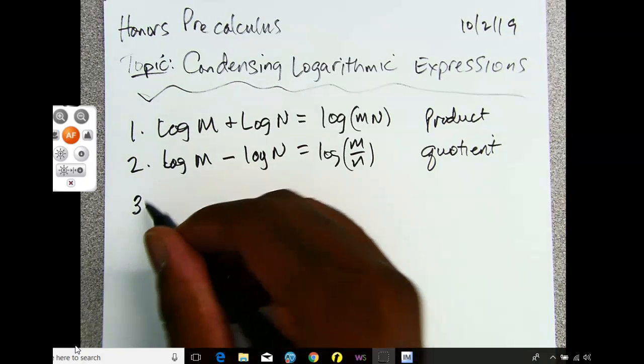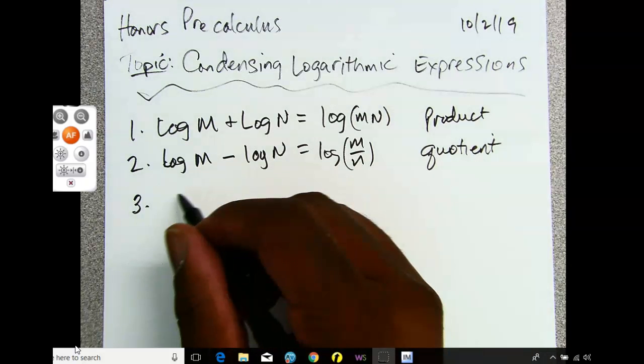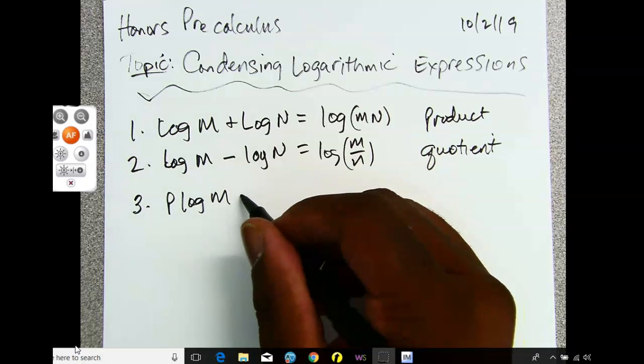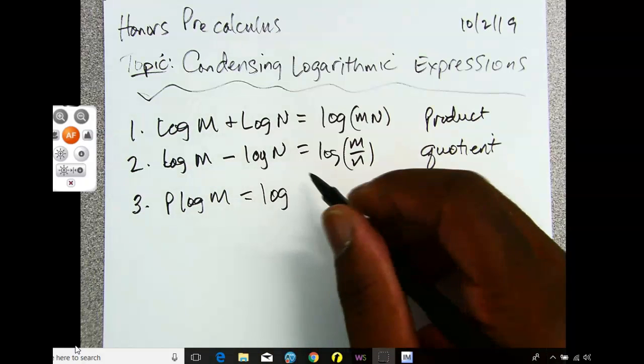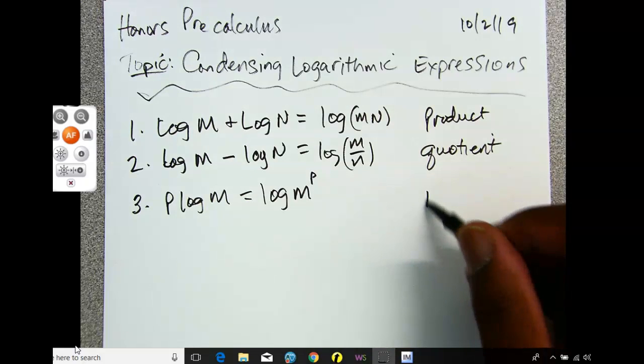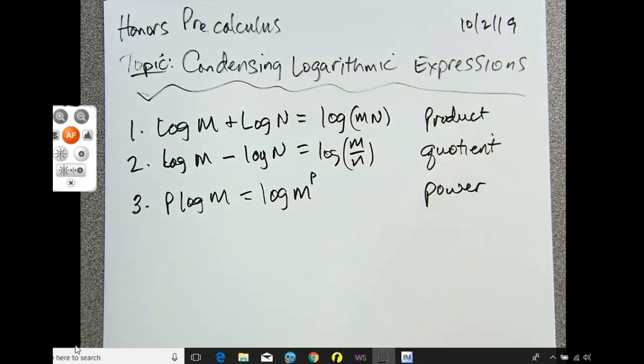And we had one more of our three basic rules, and that was if p is positive, p times log of m is equal to log of m to the p power. And that was our power rule there.